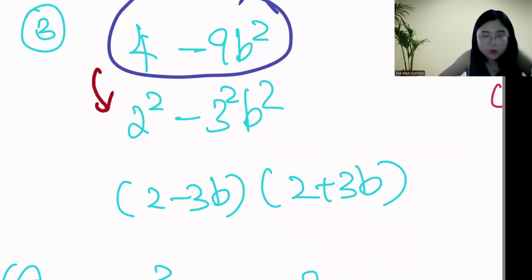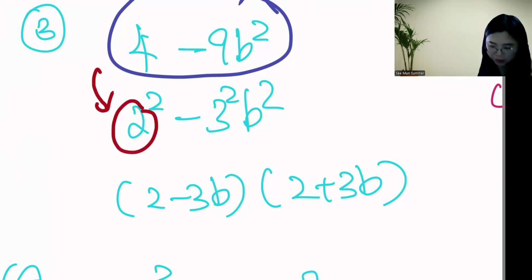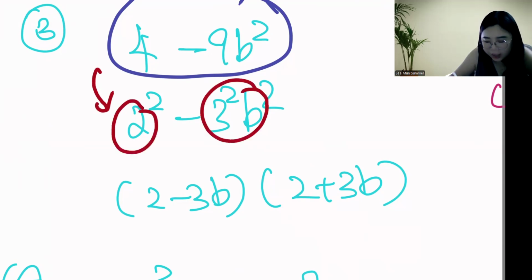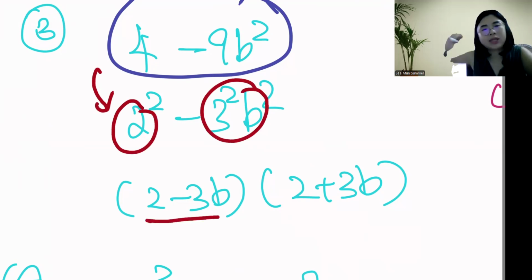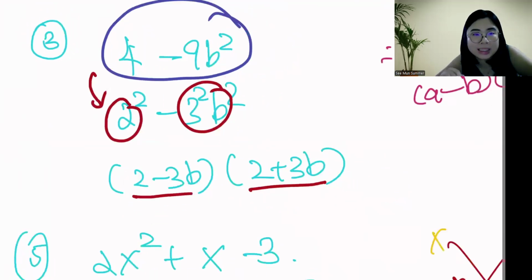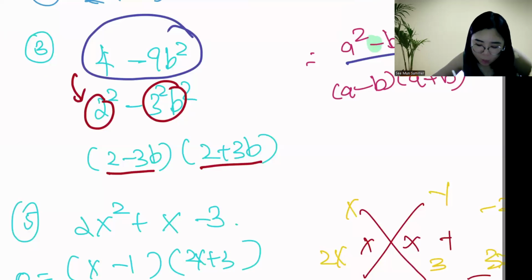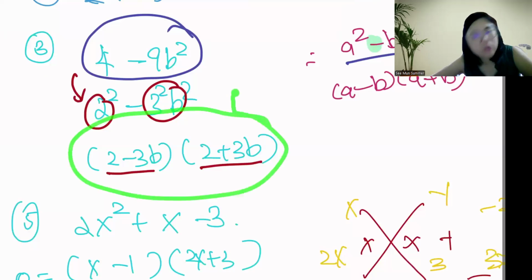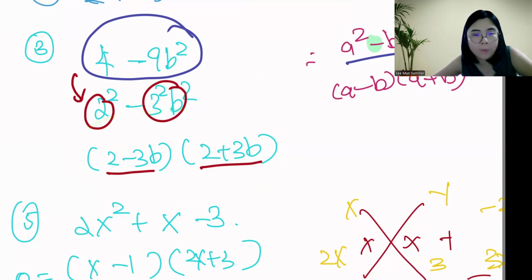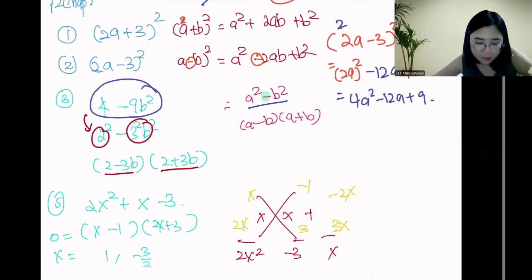So 4 is equal to 2 squared. 9b squared equals 3 squared b squared. See, everything is in square form. And then when you see this, you can transform it into 2 brackets: 2 minus 3b, and remember to flip the sign, 2 plus 3b. So we also learn this. Or the other way around, whenever you see 2 minus 3b, 2 plus 3b, you can straight away convert back to this form. Okay? So this is the second one.